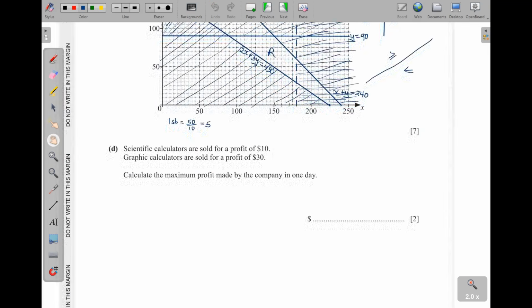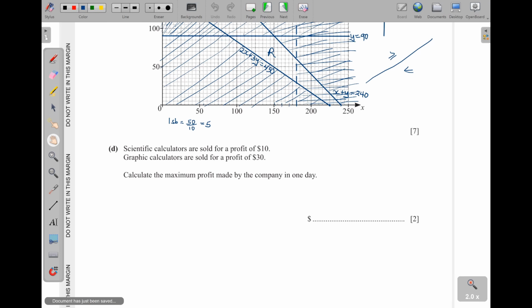Now part D. Scientific calculators are sold for a profit of $10. Graphic calculators are sold for a profit of $30. Calculate the maximum profit made by the company in one day. Now, if you want to get maximization, you look around the extreme points. Okay. For maximization, look around the extreme regions.